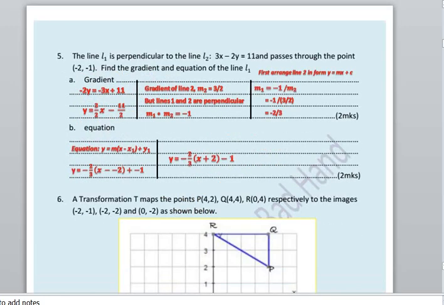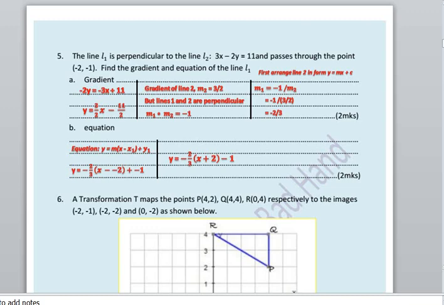Question 5. The line L1 is perpendicular to the line L2. And L2 is 3x minus 2y equals 11 and passes through the points minus 2, minus 1. Note, it is the line L1 that passes through the points minus 2, minus 1. Find the gradient and equation of the line L1.